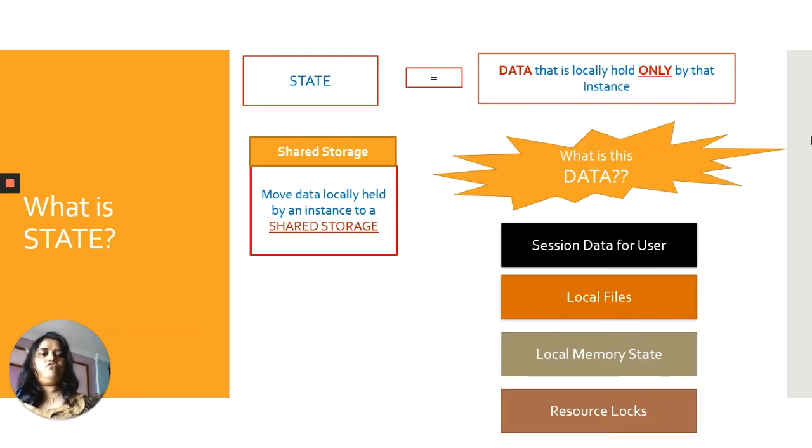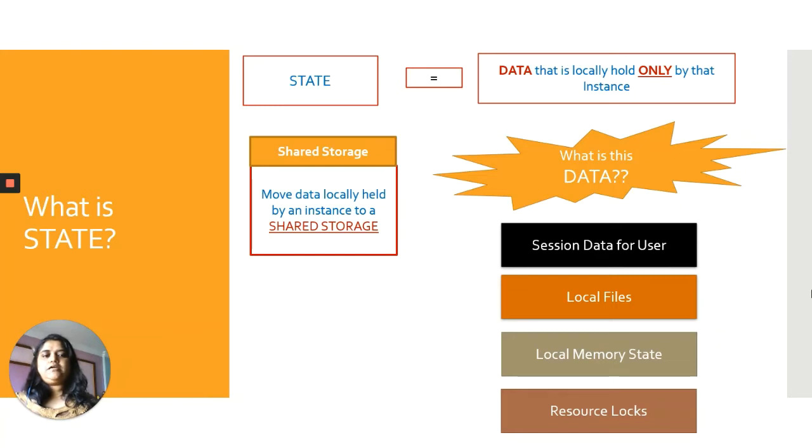Then we have local files, either files generated by your application or uploaded by the user. We have local memory state, that is the computations which your application will hold, and the resource logs. So these are the four types of data that we need to handle. We'll be going through each of these four data types, and we'll see how we can scale each of them.